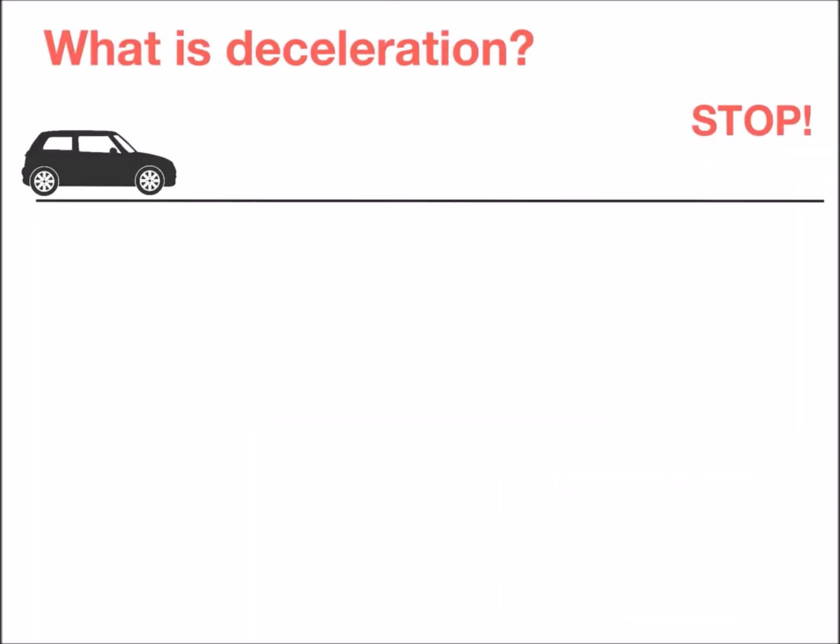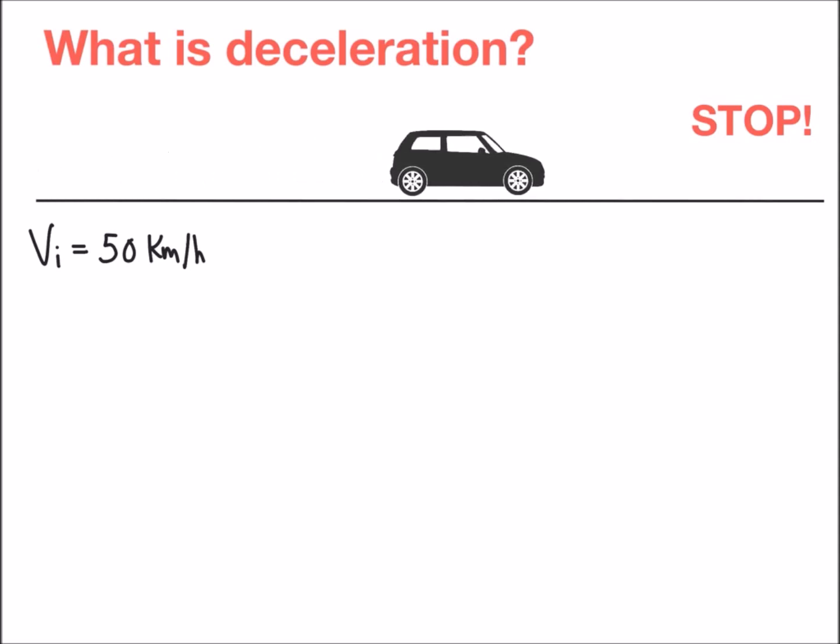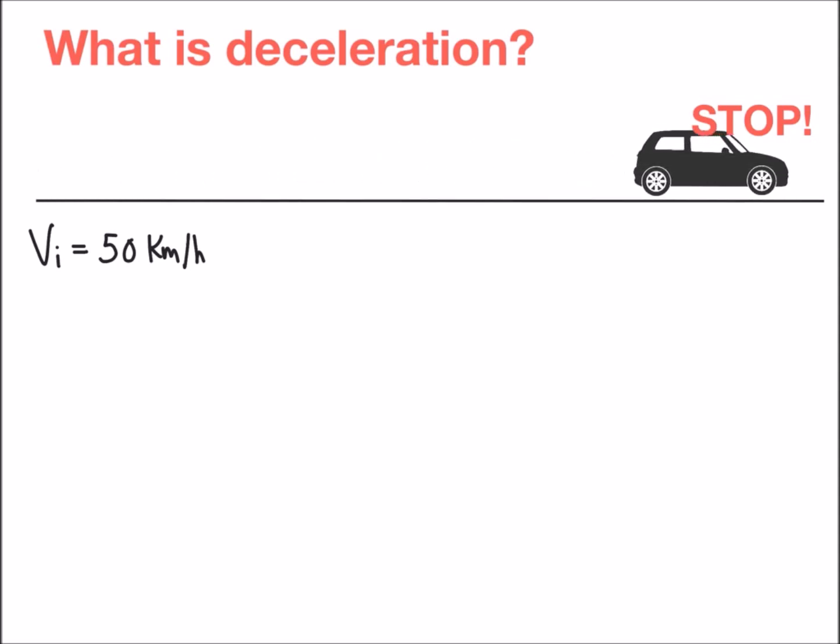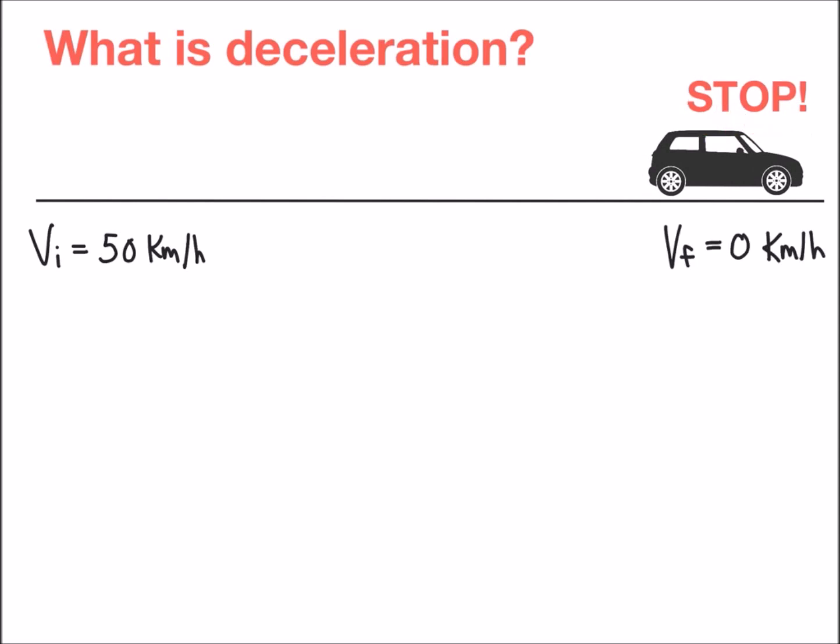Now there's something called deceleration, which happens when an object is slowing down. In this example, the car has an initial velocity of 50 kilometers per hour, and it's coming to a stop. At rest, the final velocity will be 0 kilometers per hour. Let's imagine the total time took 10 seconds for that car to come to a stop. We can rewrite our initial velocity in meters per second, which is 13.89 meters per second. Final velocity is also 0 meters per second.